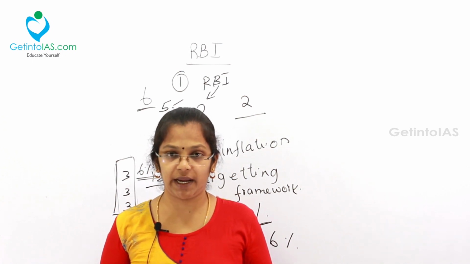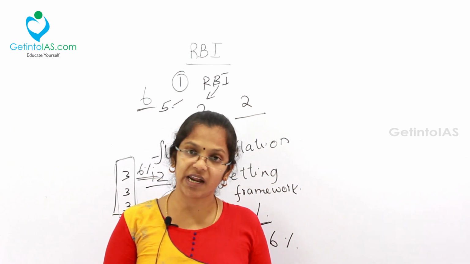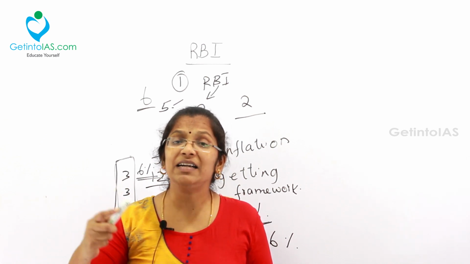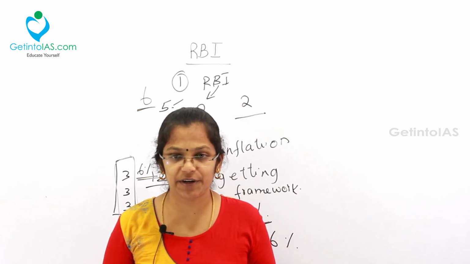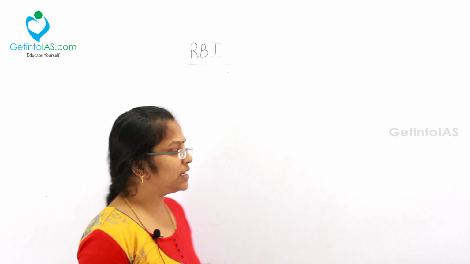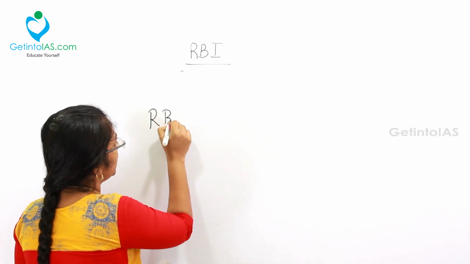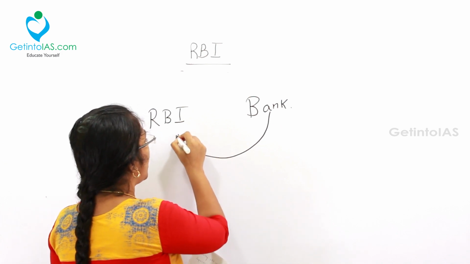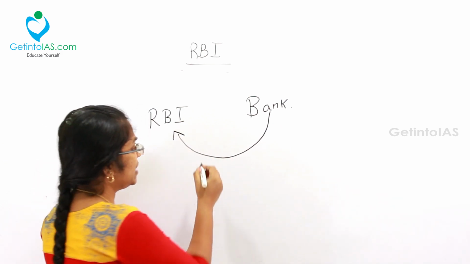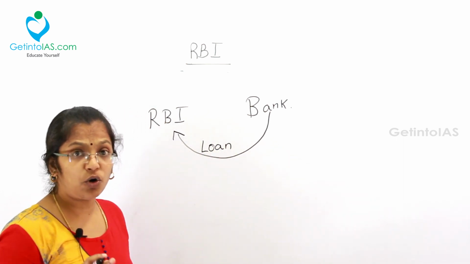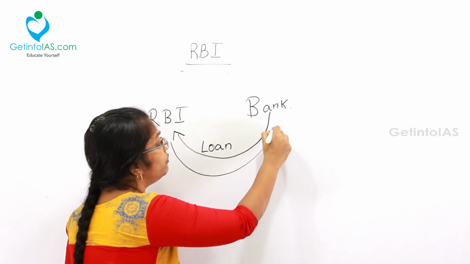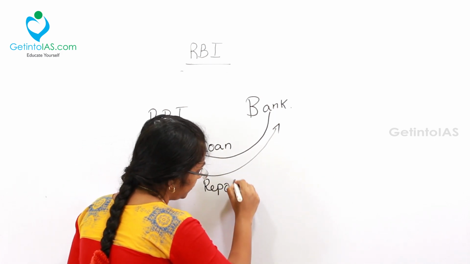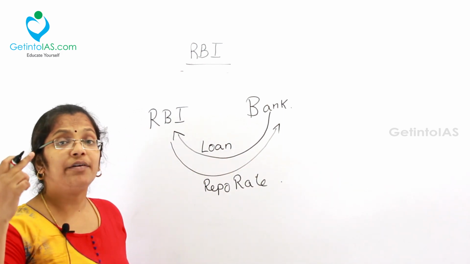Now, reverse repo rate. What is this reverse repo rate? See, it is the rate at which RBI pays the bank for depositing money with them. Say for example, I'll explain with the help of figures. Here is RBI and here is a bank. So, if the bank goes to RBI asking for a loan, okay? In that case, RBI will charge an interest rate, okay? That is called as what? Repo rate, okay? Now, what is reverse repo rate?